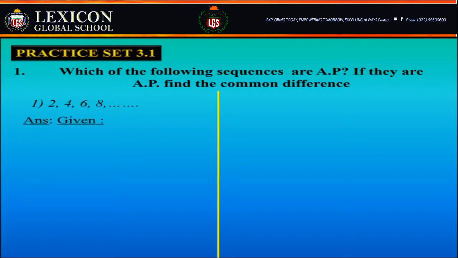So what is given to us? Different terms. That means T1 that is 2, T2 that is 4, T3 that is 6 and T4 that is 8. So let us find out whether they have a common difference. So how are we going to find that out? T2 minus T1. That means 4 minus 2 will give you 2. Similarly, T3 minus T2, that is 6 minus 4, will give you 2. T4 minus T3, that equals 8 minus 6 equals 2.